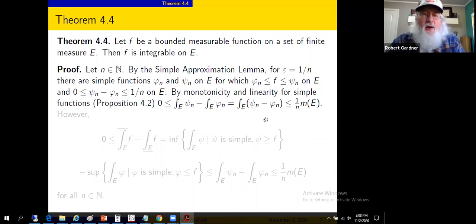By monotonicity and linearity for simple functions, we know, let's see, phi sub n minus psi sub n is greater than or equal to 0. So that tells you, maybe here's the place to observe, phi sub n is less than or equal to psi sub n. So we know that we get a monotonicity behavior when we compare the integrals of those two. That is, 0 is less than the integral of psi sub n minus the integral of phi sub n. This integral is less than or equal to that integral. Take that inequality and rearrange it. It produces this first little inequality. So there's the monotonicity part for simple functions, the only monotonicity we have so far.